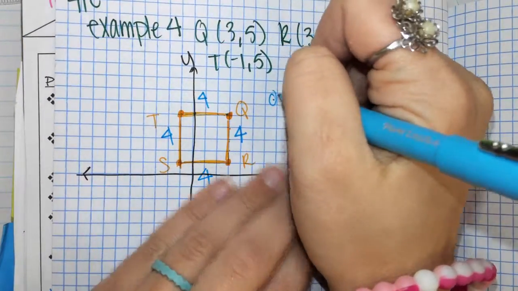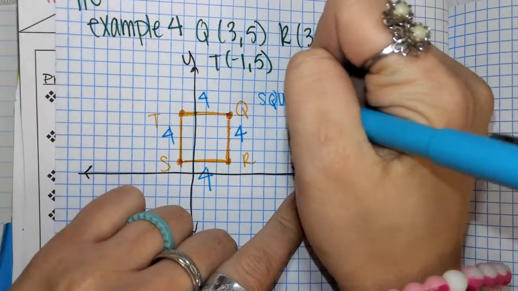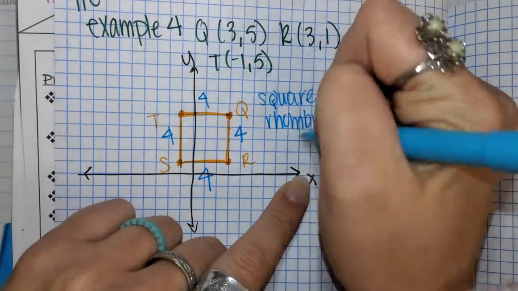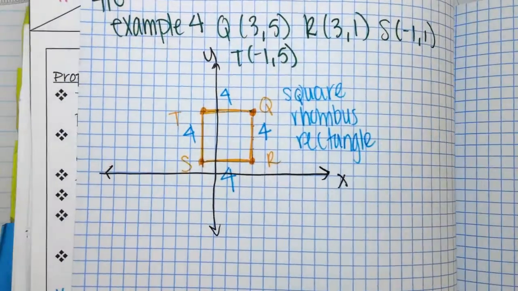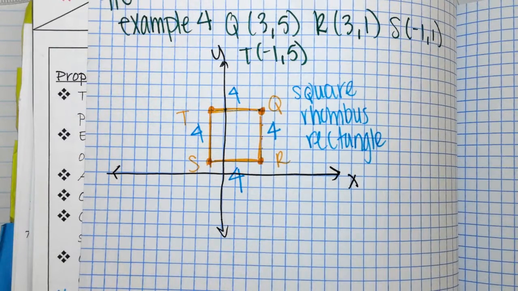It is a square, but what else is it as well? It's a square, it's a rhombus, and it is a rectangle. All squares are rectangles, but all rectangles are not squares. Alright, do example 5 without me.